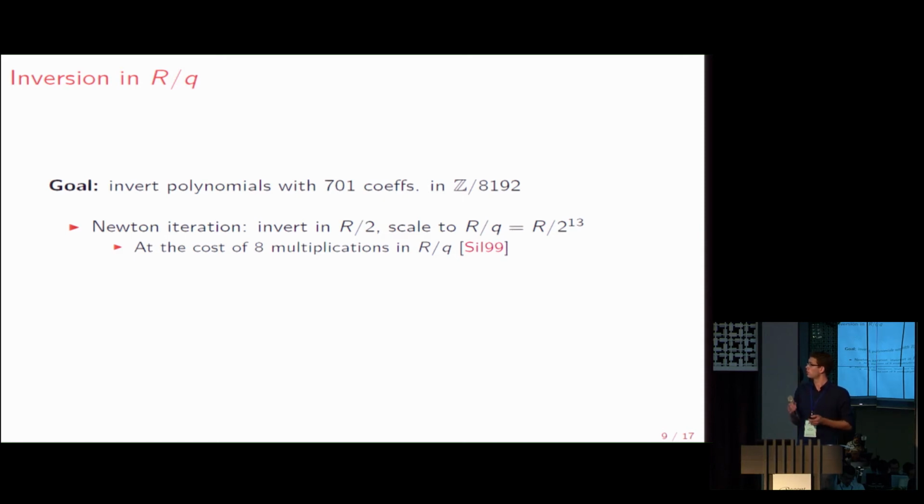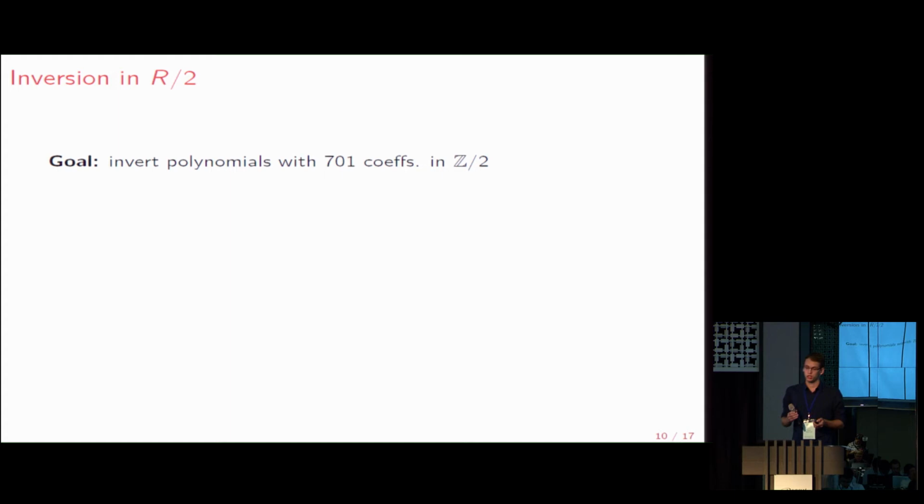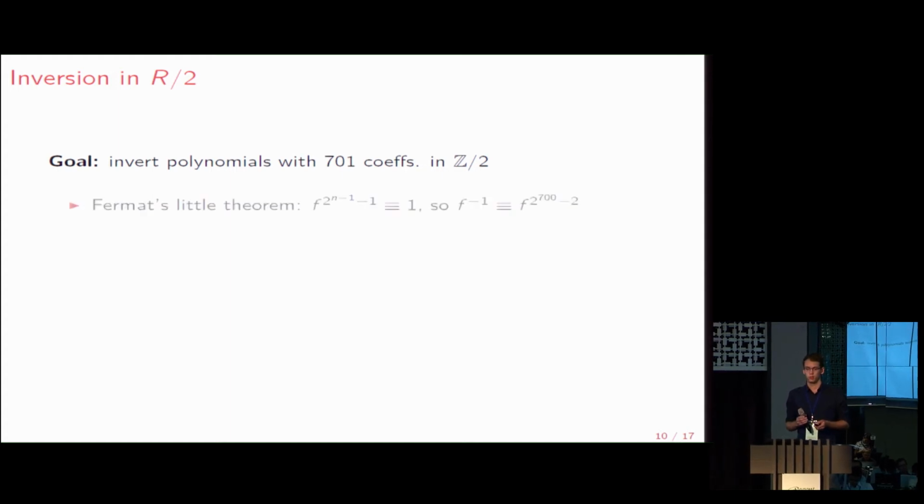One of them suggests, well, doing the scaling. So we're doing 8 multiplications in RQ, which we just saw we can do pretty fast, to scale from R2 to RQ when we're doing inversions. So now the new problem is we need to do an inversion in R2. Now the coefficients are binary. We still have 701 of them. But yeah, the problem is greatly reduced at the cost of a bunch of multiplications. So how do we do this inversion in R2?